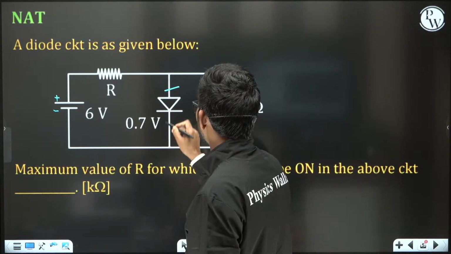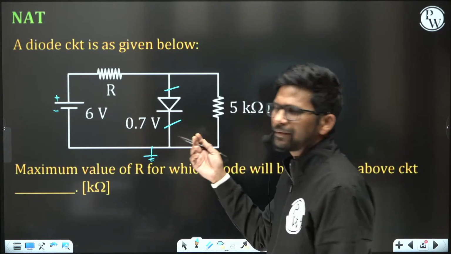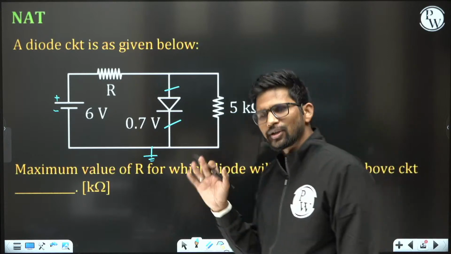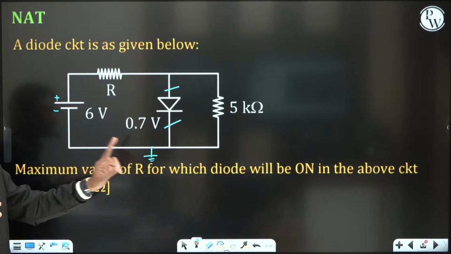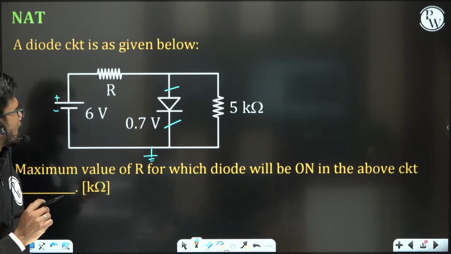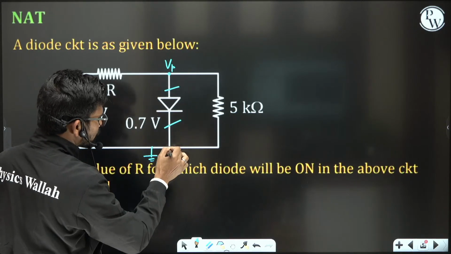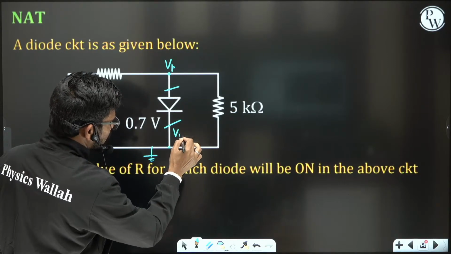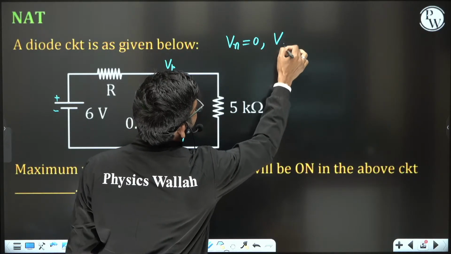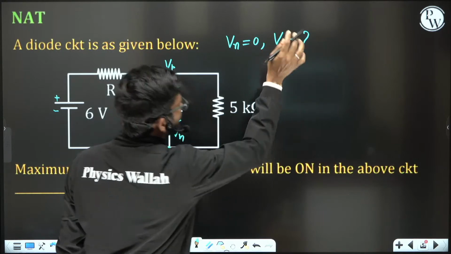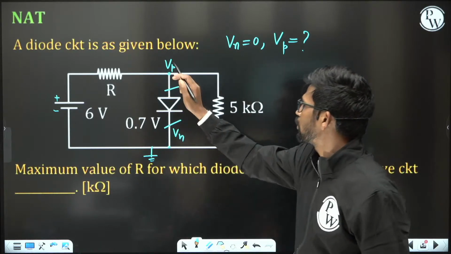Okay, so these P and N ends are open. I can assume this reference to be ground. If ground is not given, you can take any node as ground, it's up to you. So I assume this reference to be ground. Now I need to find this voltage VP in the open circuit case, and this VN is at ground, so in open circuit VN comes out to be 0. I need to find VP, then I will find the value of VP minus VN in open circuit condition.